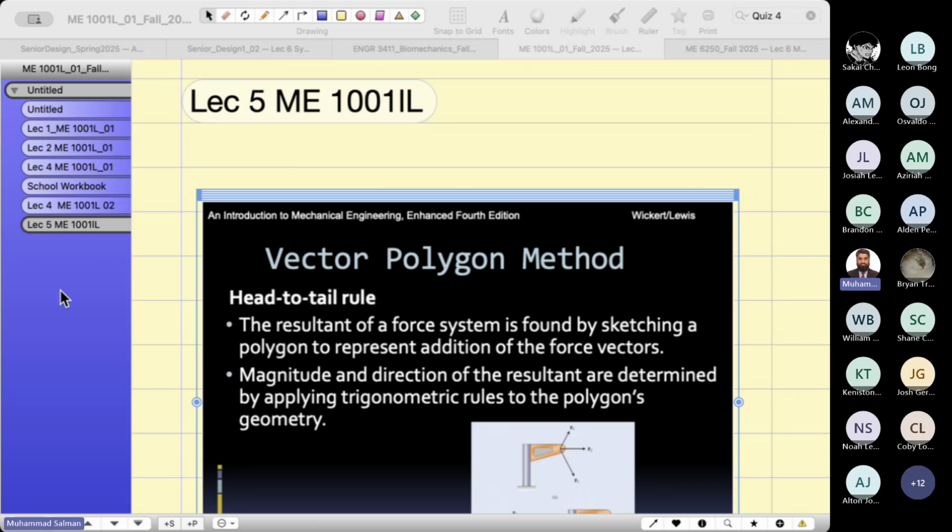In this, you should know what the head to tail rule of vector addition is. So what is the head to tail rule of vector addition? Let me show you over here.